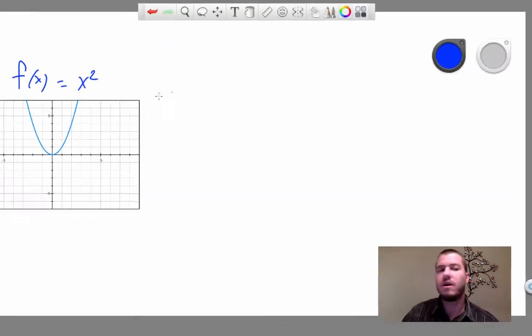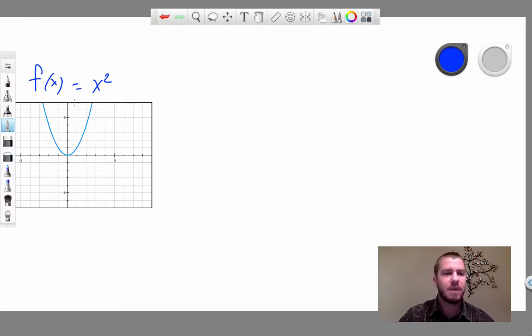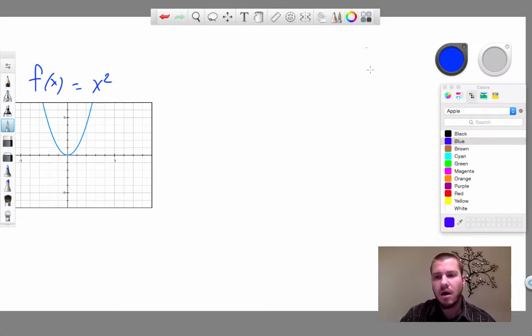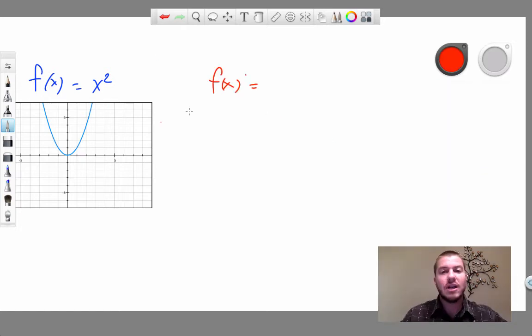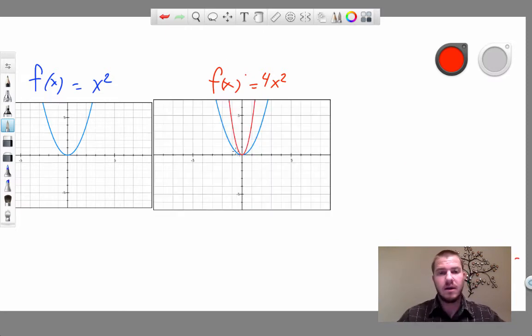And with the quadratic function, it's the same thing. We'll first look at the parent function, f of x equals x squared, which is what I have here. And then we'll take a look at the same types of transformations. Let's say f of x equals 4x squared. And if you notice, same thing happened. It got stretched, so it's skinnier, it's more narrow.